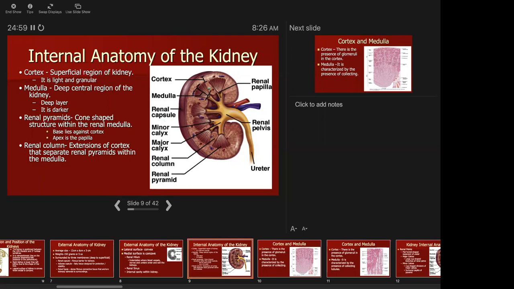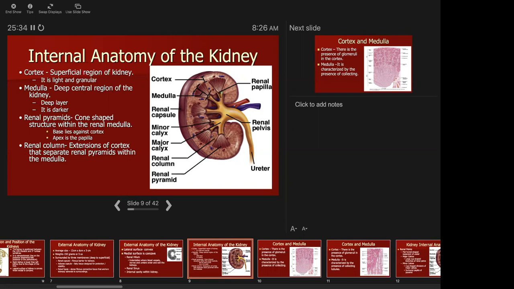And look at what happened. They are separated by tissue that is coming from the cortex. This is how the cortex looks: it is light and granular. But look at the tissue that separates these pyramids in the medulla. It's actually the same tissue from the cortex. That's why we call them medullary rays, but we know it's cortical tissue that goes in between. So the medulla is made of the pyramids and this intermedullary tissue.